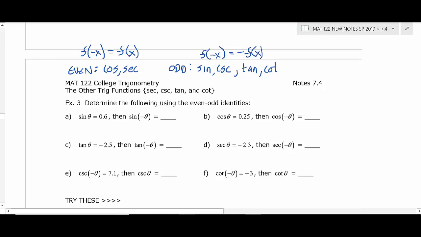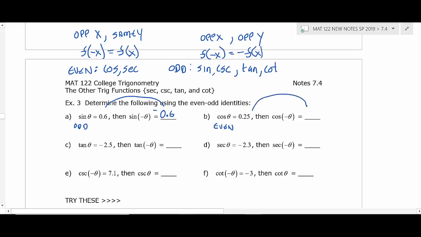You don't have to write that down unless you feel that's important to you. So again, one more time: opposite x, same y. That's how even functions work. Odd functions, opposite x, opposite y. I think that'll stick in your head. So that's all you've got to think about in this. All right, a sine is an odd function. So opposite angle, opposite y. That's how that goes. So you just got to know which is which. A cosine is an even function. Even function, opposite angle, same y value. So that's what that means.